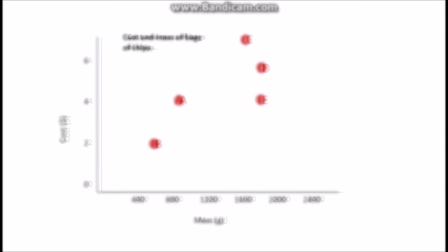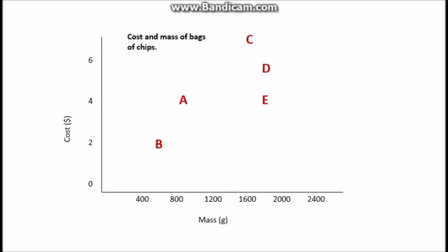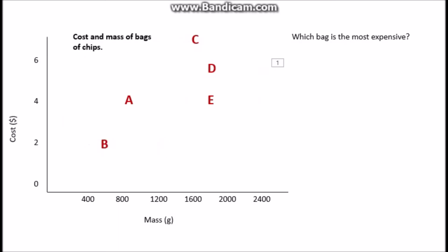I honestly don't care. I personally prefer the symbols or letters, so that's what I use, but you can use dots if you prefer. And we're looking at the mass of chips and the cost of those chips based on how much they weigh, or how massive they are. To solve this type of graph, we're actually going to look at a couple of questions. I don't want you to tell me the questions, I want you to answer the questions for me.